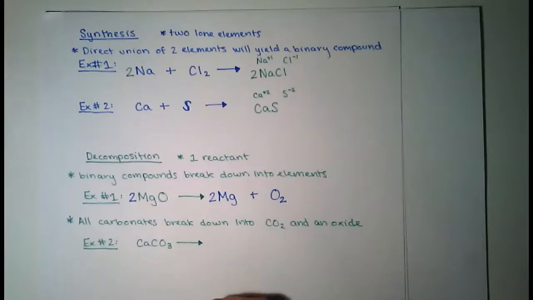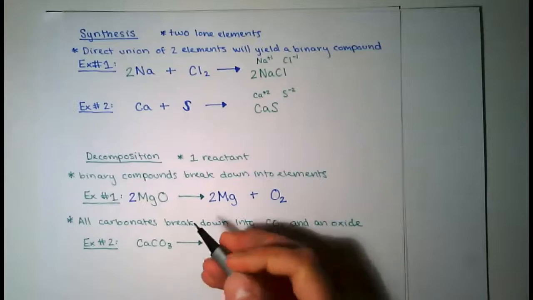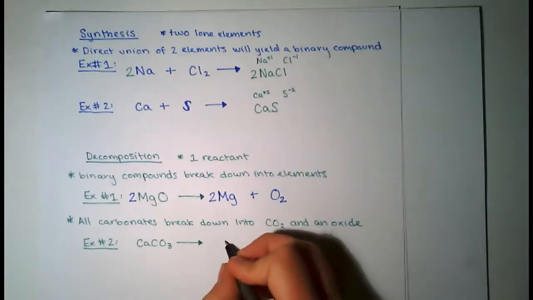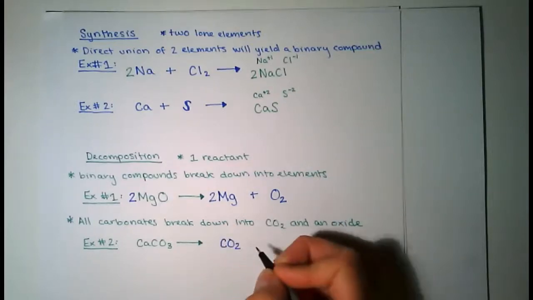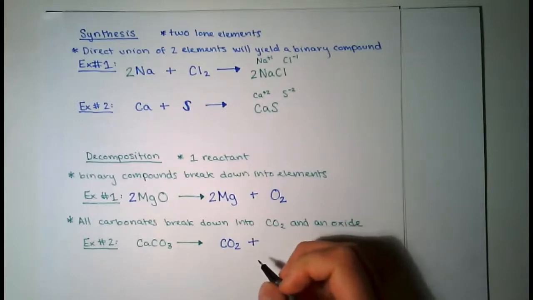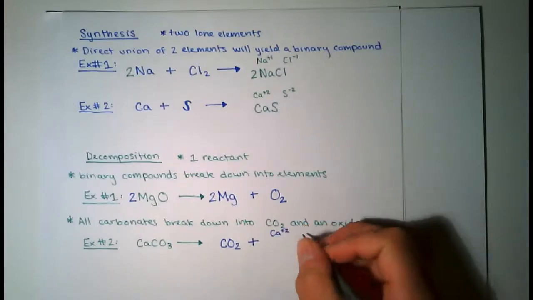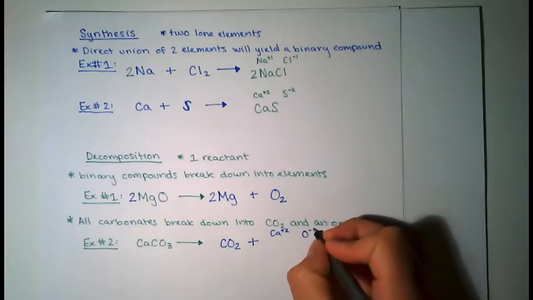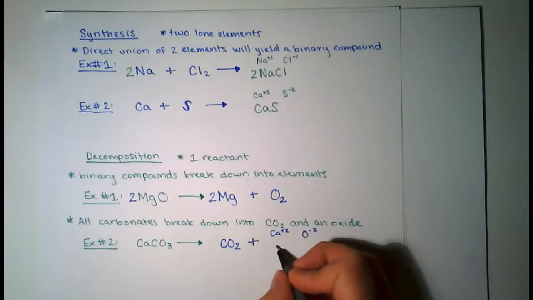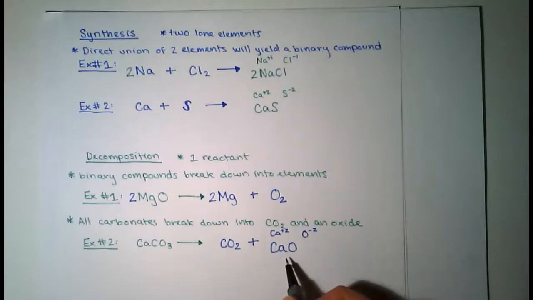And then finally down here we have calcium carbonate, and all carbonates break down into CO2 and an oxide. So I'm going to put CO2 first, because that's the easy one to predict, and then we need to figure out what calcium oxide would look like. So we need to crisscross. We have calcium with a +2 charge, and we have oxygen with a -2 charge. So in this case, we would get CaO, CO2 plus CaO.